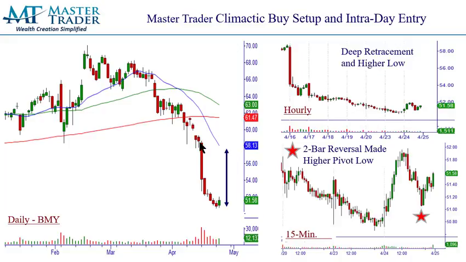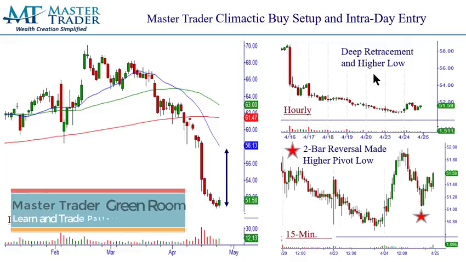On this sell-off day here on the volume, we in the Master Trader Green Room, which is our active trading room throughout the day, on this ugly day, we've been watching this ever since for an entry for the climactic buy setup. So this just set up.